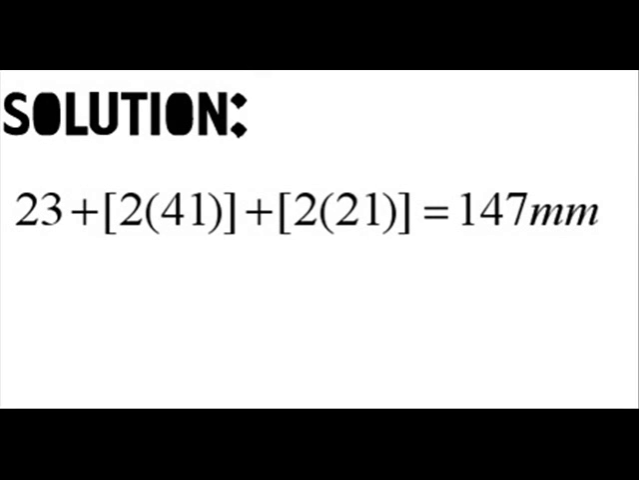The measures of the sides are given, so we'll just have to add them up. 23 plus the quantity of 41 times 2 plus the quantity of 21 times 2 is 147 millimeters. So the perimeter is 147 millimeters.